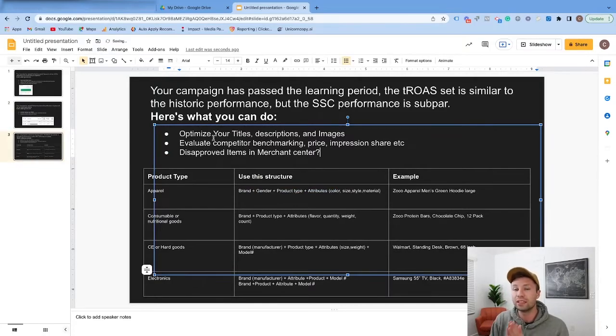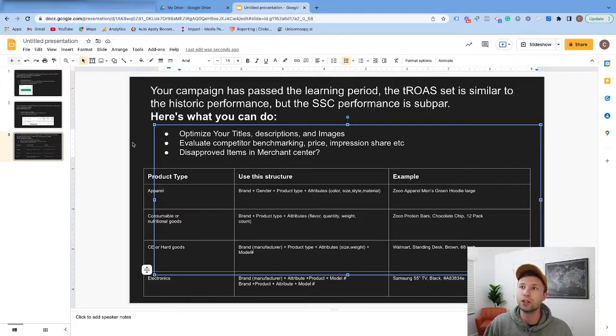But this is really important. The first bullet in here: optimize your titles, your descriptions, and your images. I can tell you most people do not take the time to go through and optimize their titles, their descriptions, and their images. If you do this, you're going to have a massive leg up over your competitors.